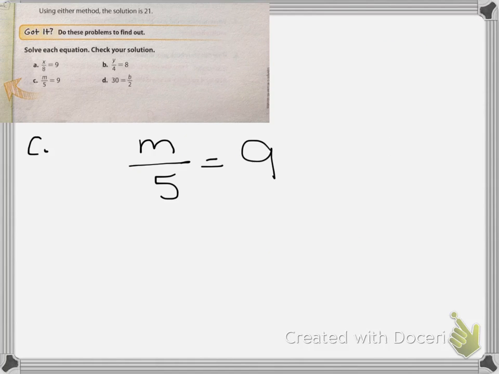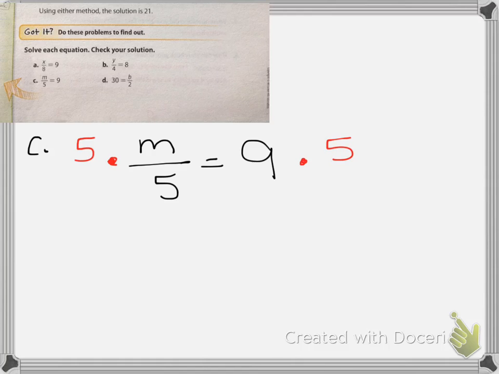All right, now when you look at example C, it says m divided by 5 equals 9. So to identify the variable, we're going to first find the letter. That's the m. What's being done to m? Well, m is being divided by 5. So we need to undo dividing by 5, and the way that we need to undo that is multiplying by 5.